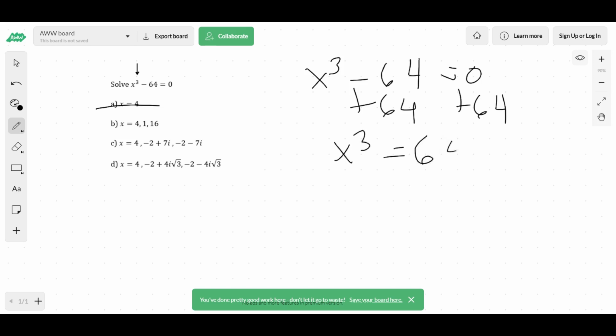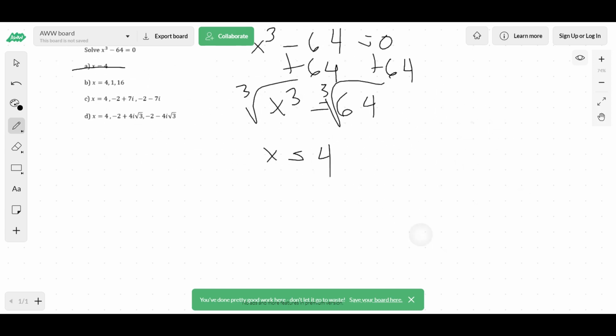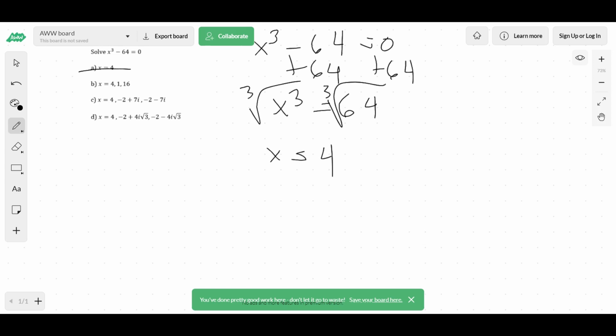And then we're going to get 64, and then we're going to cube root that. And when you cube root that, you're going to get that is equal to 4. Well, now that is one of our answers. So what we're going to have to do, after we get one of our answers, is use synthetic division to find the other ones.